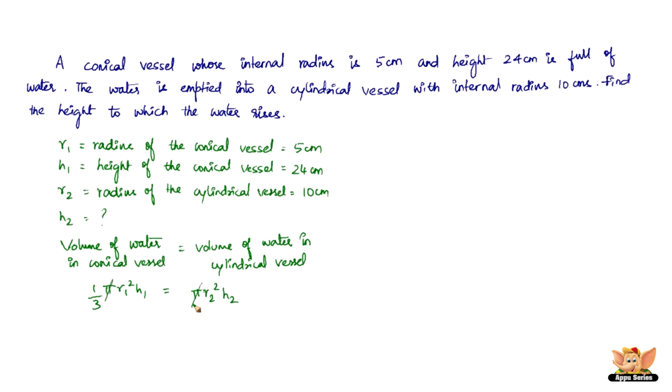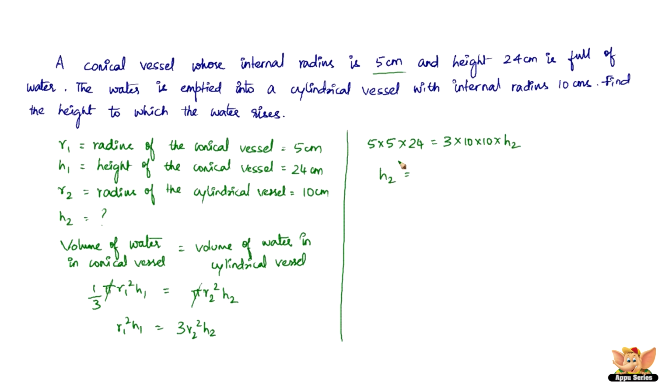So now we've got pi and pi cancelling each other. So all we're left with is r1 square h1 equals, let's shift 3 to the right hand side, so we're going to get 3 times r2 square h2, right? So now we've got the data here. So let us write it. We've got R1 as 5 centimeter, so it's 5 square. So 5 times 5 into H1 as 24 equals 3 times R2 squared, R2 is 10, so 10 times 10. We don't know H2. H2 is what we have to find.